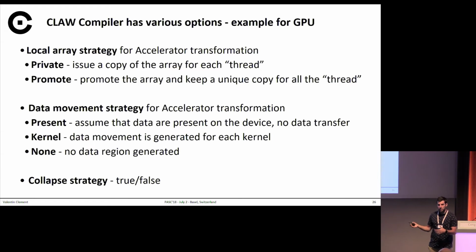We have an option that assumes that all data are present on the device already. It means that you can directly use this approach in an already ported model where the developers have already put all the data on the GPU, and you just want to put this physical parameterization in a single column abstraction, so the CLAW compiler will just assume that the data are present. If not, it can also generate the data movement for you, and then everything will work fine. And we also have some strategy for collapsing loops or not, as it can result in different performance in different use cases.